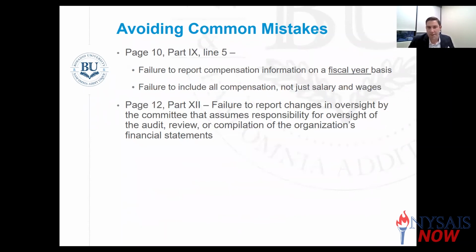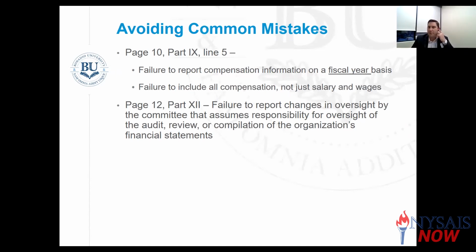We talked about fiscal year versus calendar year, and making sure that all compensation, not just a person's W-2 salaries and wages, is included. Contributions to the 403(b) plan, contributions to someone's health plan, and whatnot. Those are all benefits that have to roll into compensation. Keeping in mind, if that's over $150,000 in total, Schedule J would be required.